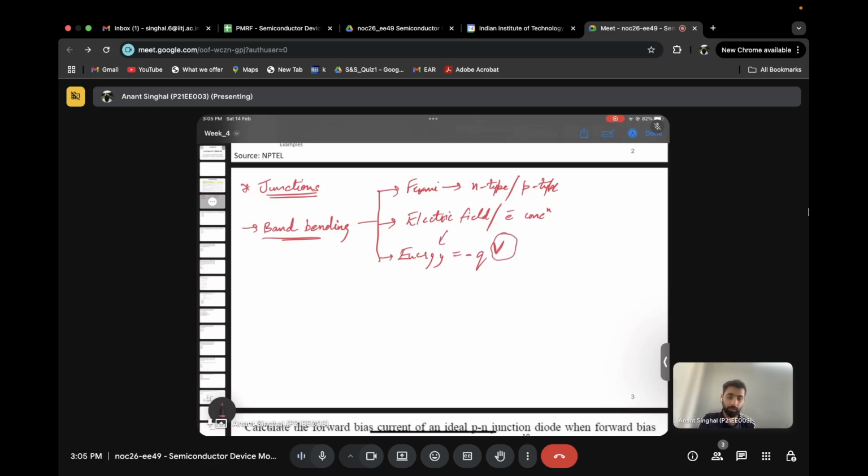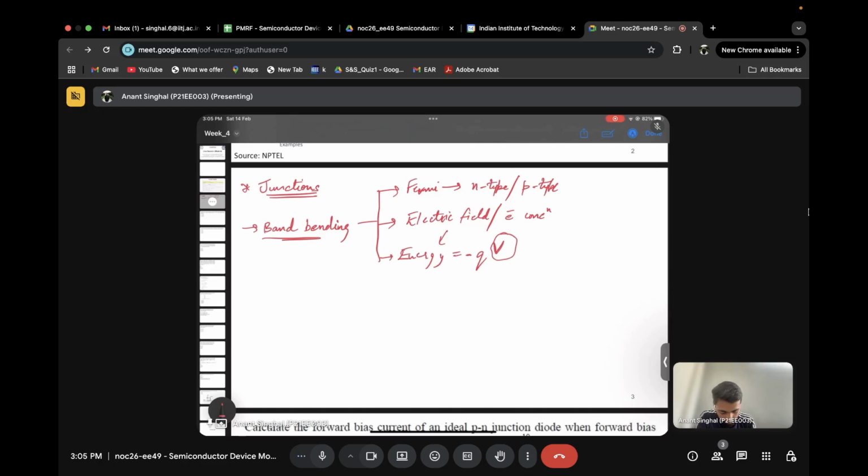So even if we apply some potential in any device, we can deduce what kind of device that is. And even if we have two different types of doping, we can deduce from the bending which way the electron flow is, from which type of doping to which. So this is very important to understand how the band bending is happening.